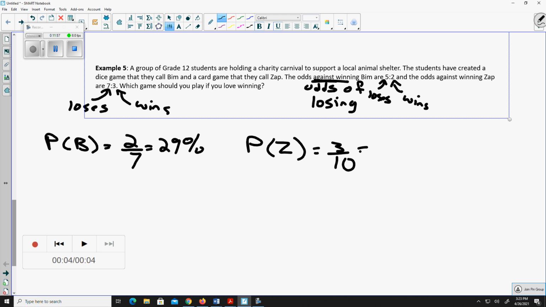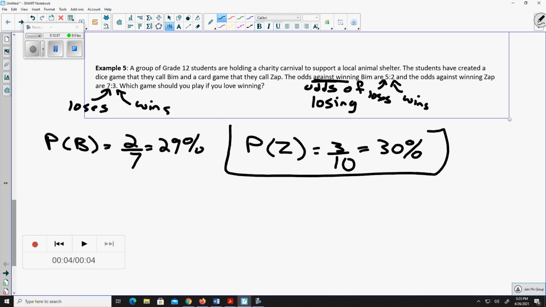29%, and this one's going to be 30%. So the probability of winning is actually greater with good old Zap. All right? So this is the game you should play, even though you only have a 30% chance of winning, which makes sense when you think about it, because carnival games are rigged. Okay? They're run by those filthy, dirty carnies.